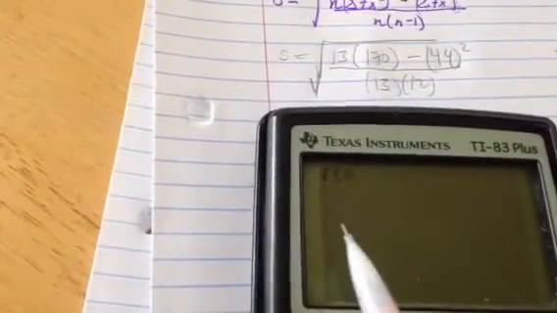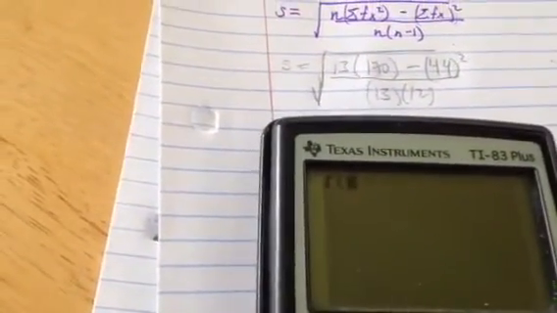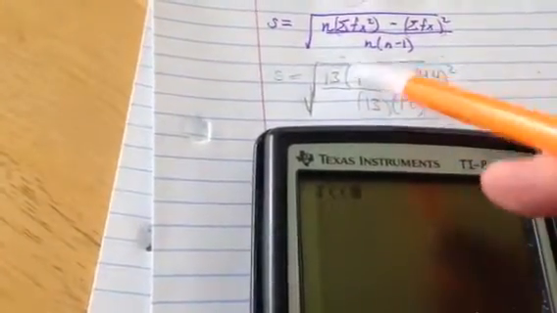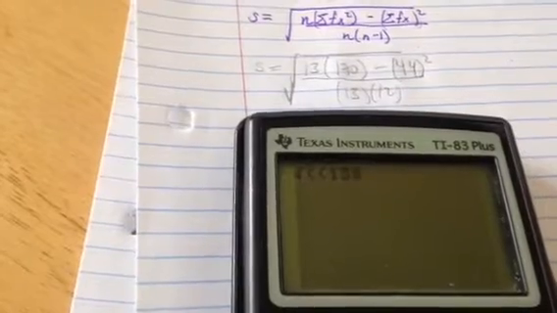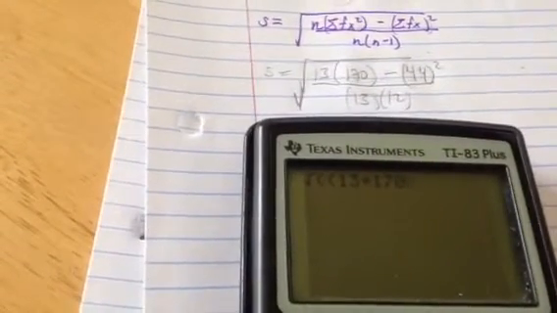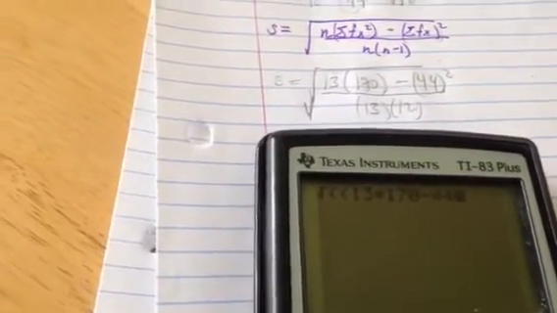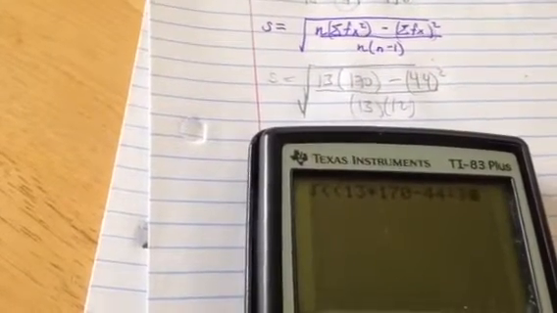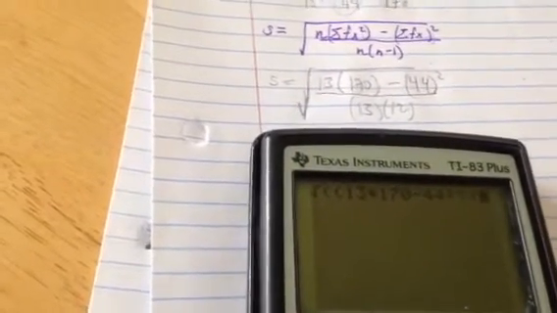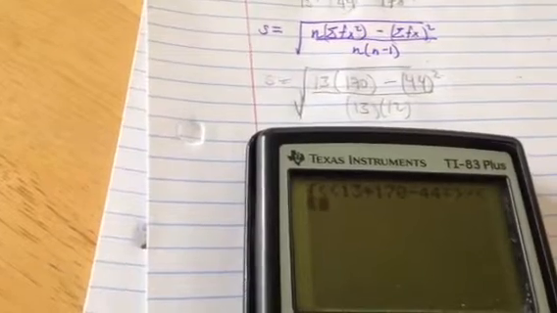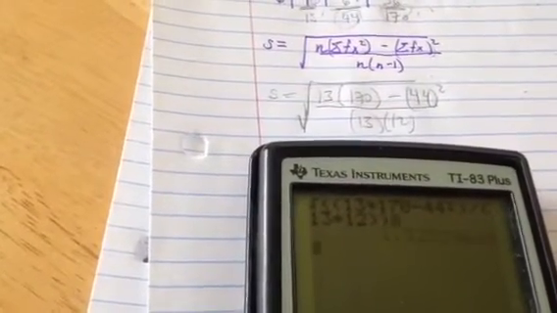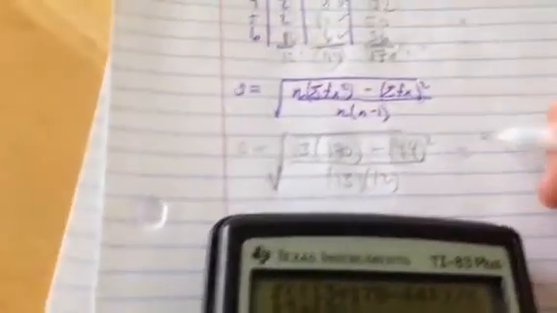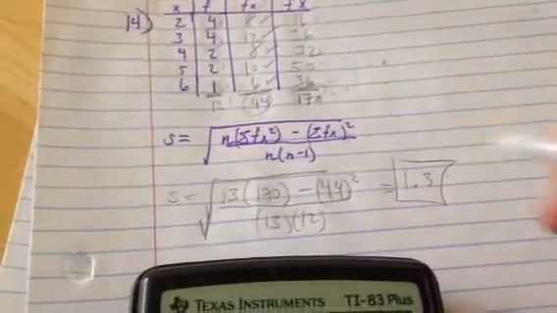What I'm going to do is take the square root, and that first parenthesis opens up my square root, but I'll need another parenthesis to open up the top of my fraction. So then I'll have 13 times 170 minus 44 squared. Close the top of the fraction, divide, open the bottom, 13 times 12. Close the bottom, close the square root, hit enter, we get 1.3, and we match their answer.